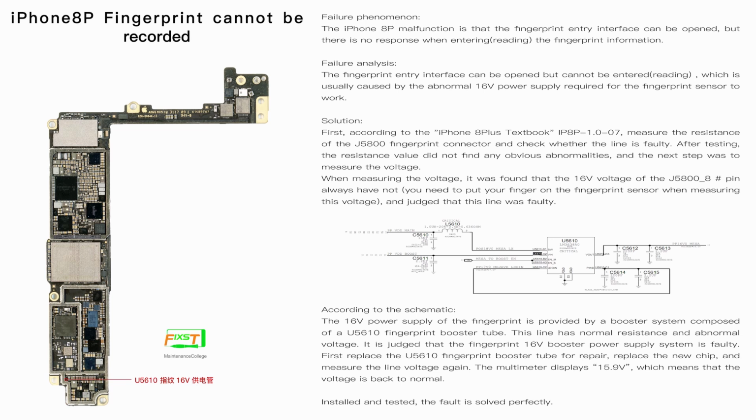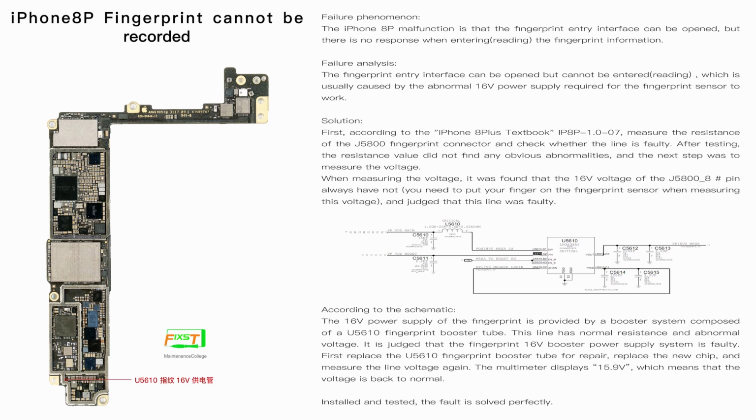So we look at the solution. First, we need to test the resistance of the fingerprint connector. After testing, the resistances are all the same. So the next step we do is measure the voltage. When we measure the voltage, we found that the 16 voltage of connector pin 8 always has a knock. You need to put your finger on the fingerprint sensor when you test this voltage. When this voltage has a knock, it means that this line has some problem.